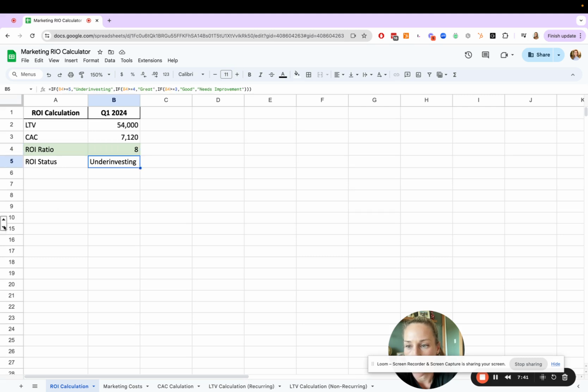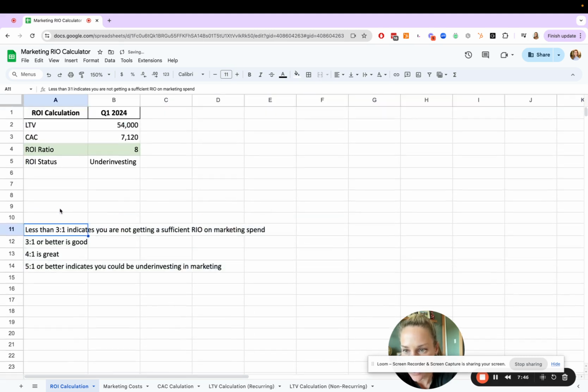And so what does 8 mean? What is the ROI ratio? So down here we have a key. The higher that number, the better. If it's less than 3, it indicates you're not getting an ROI on marketing spend. That's a situation where you might tell a client, hey, your marketing isn't working. Maybe you cut those costs, or you think about using a different strategy. Then 3 to 1 or better is good. 4 to 1 is great. 5 to 1 indicates you could be underinvesting. In this case, you might tell this business owner, hey, you should pump more in, and whatever you're doing, do more of it, because you're getting a great return on your marketing.